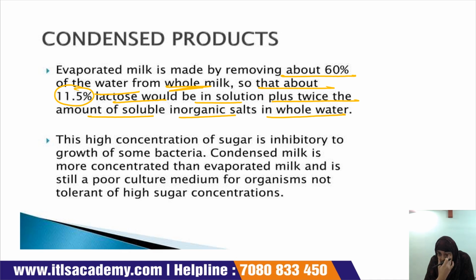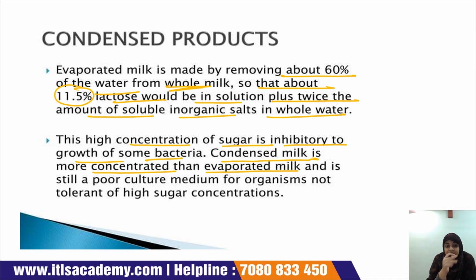Evaporated milk is made when we remove around 60% of the water from the whole milk, and the remaining 11.5% is lactose, which is present in solution, plus twice the amount of soluble inorganic salt as in whole milk. This high concentration of sugar is inhibitory to the growth of some bacteria. Condensed milk is more concentrated than evaporated milk.